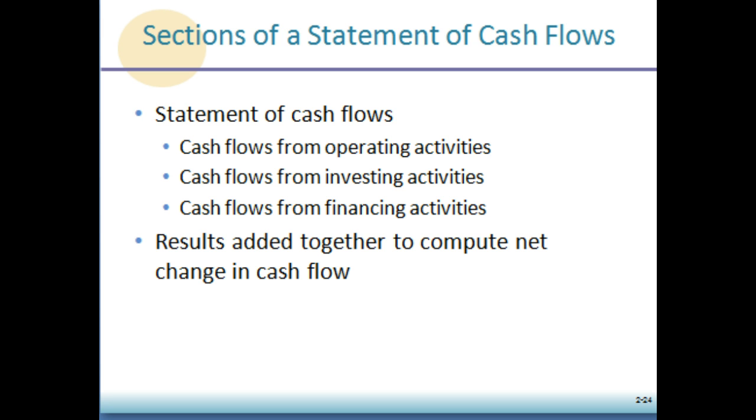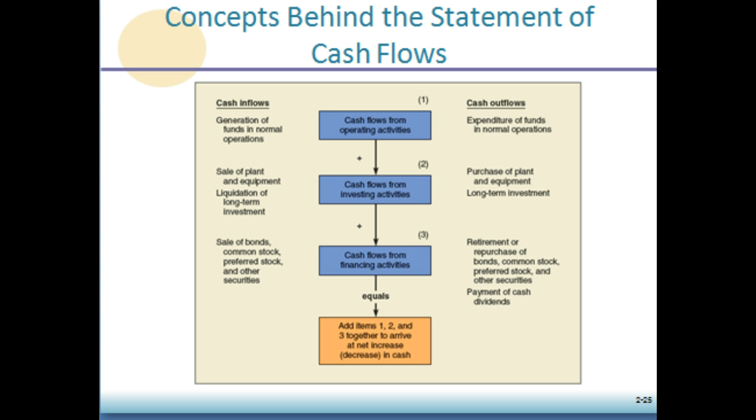The three primary sections of the statement of cash flows are cash flows from operating activities, cash flows from investing activities, and cash flows from financing activities. These results are added together to compute the net change in cash flow. We see a graphic here of the concepts behind the statement of cash flows.